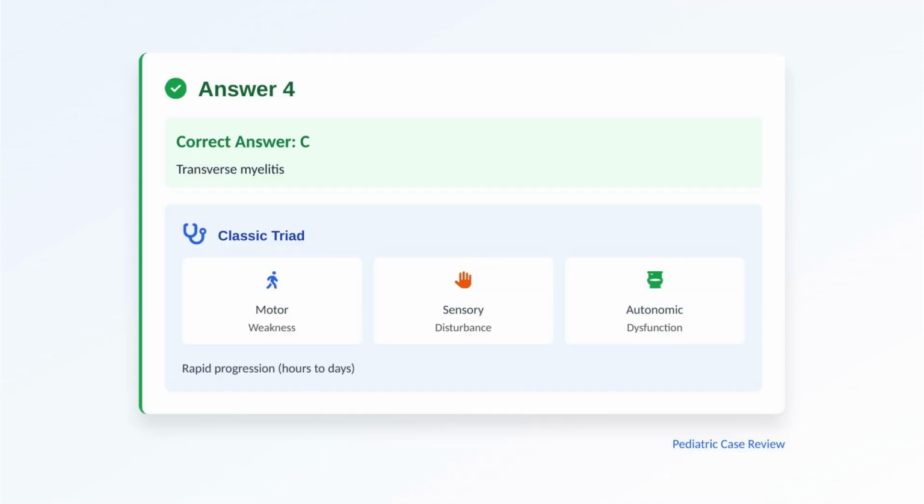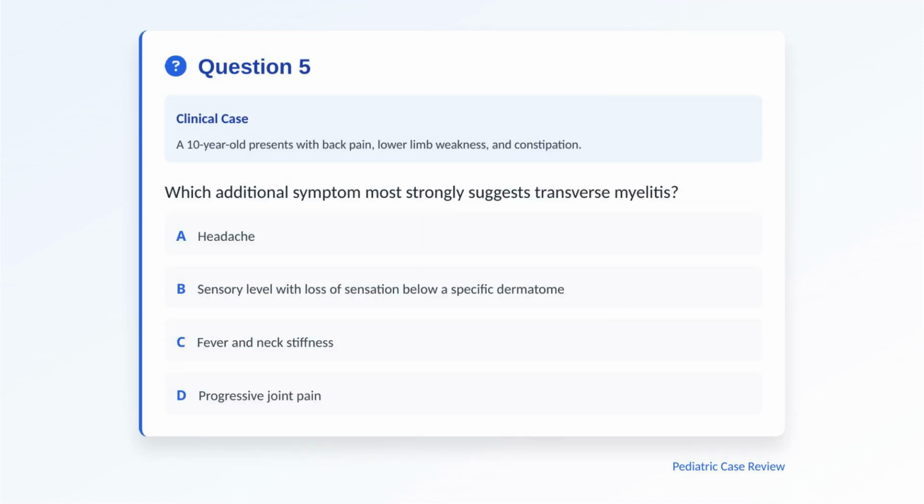This case presents the classic triad of transverse myelitis: motor weakness, sensory disturbance, and autonomic dysfunction. The bilateral leg weakness, sensory level characterized by the band-like sensation around the abdomen, and urinary retention are hallmark features. The rapid progression over 48 hours is also typical, as transverse myelitis usually develops over hours to days, differentiating it from slower progressive disorders. Question 5 focuses on symptom patterns.